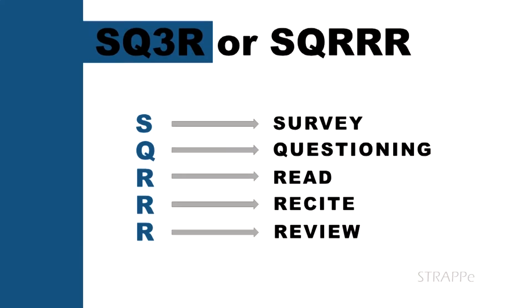This was developed by the American philosopher who's also an educationist. It's called Francis Robinson. So what is it and how does it work? SQ3R is an acronym. So S stands for survey, Q stands for question, R stands for read, another R stands for recite, and the last R stands for revise or review. So that's the SQ3R. How does it work?